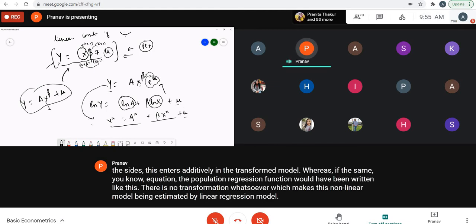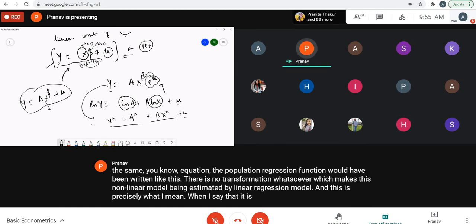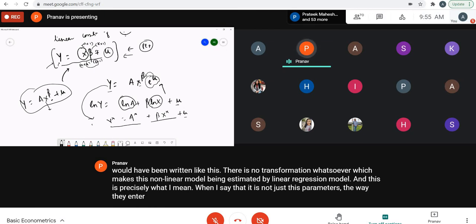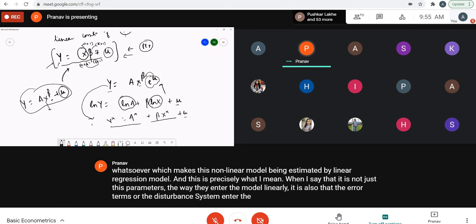And this is precisely what I mean when I say that it is not just that the parameters enter the model linearly, it is also that the error term or the disturbance term enters the equation in an additive fashion.